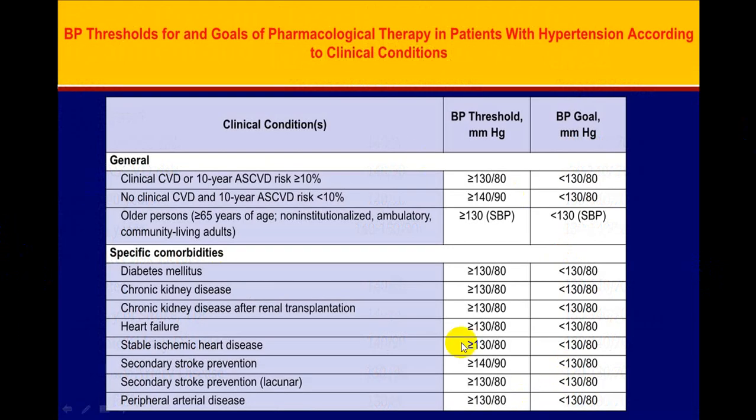This is another slide which shows you what should be your blood pressure threshold and what should be your goal. In which person, whatever was given before, same thing is mentioned here. So try to maintain this target. These are the goals. So you bring down to this particular level.